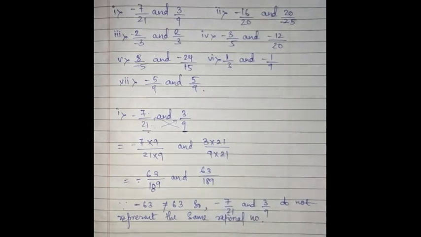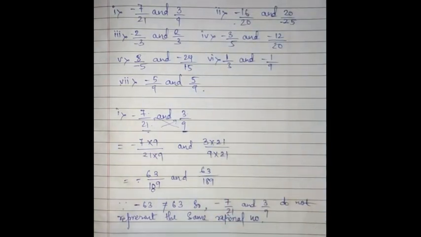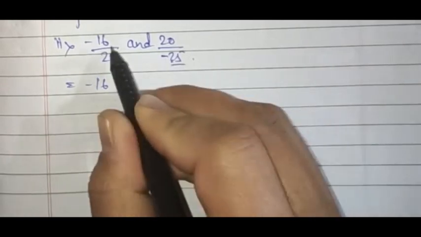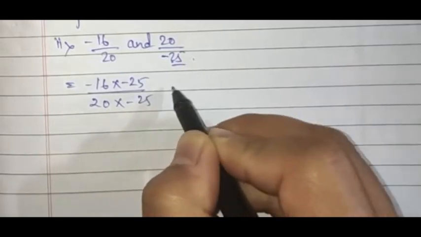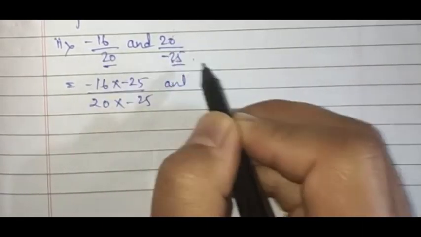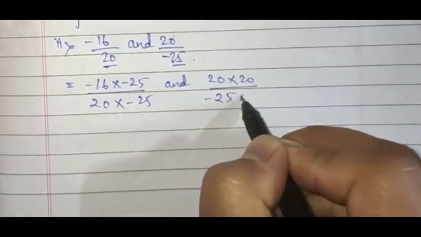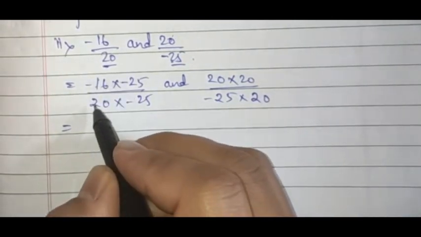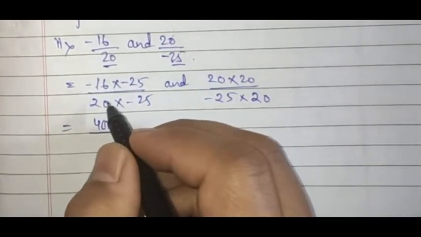Okay, so a similar concept we are going to apply for question number 2 also. Here we have the next question, minus 16 by 20 and 20 by 25. So we multiply this number on both the numerator and denominator side, 20 into minus 25, and this number on both sides, 20 by minus 25 into 20. When you multiply, minus minus will become plus, and 25 into 16 is 400. I have already multiplied and got the answer. It's your duty to multiply it again.